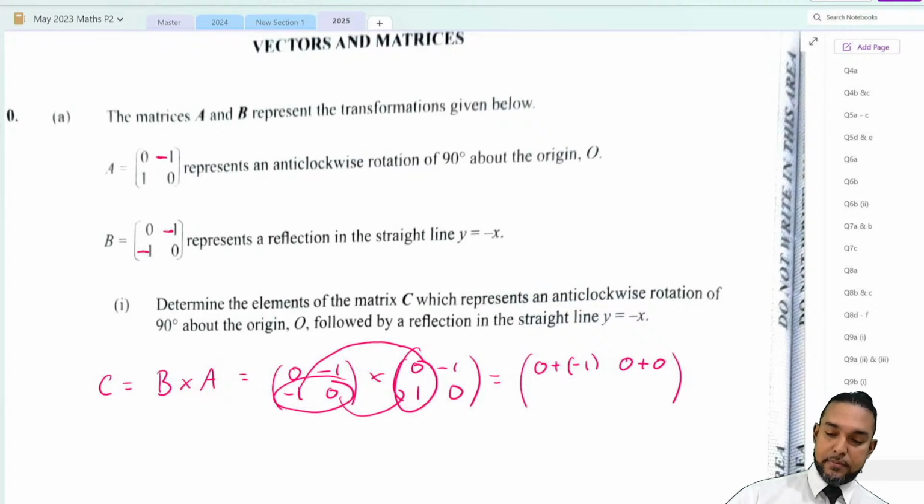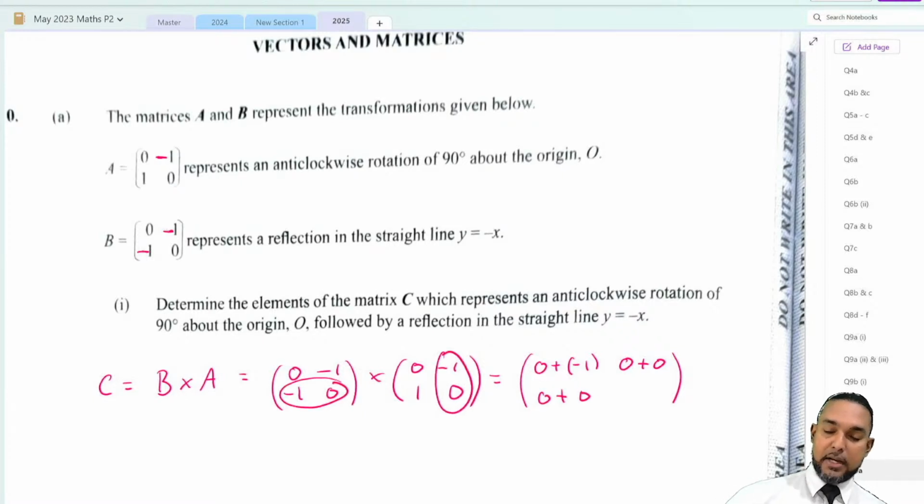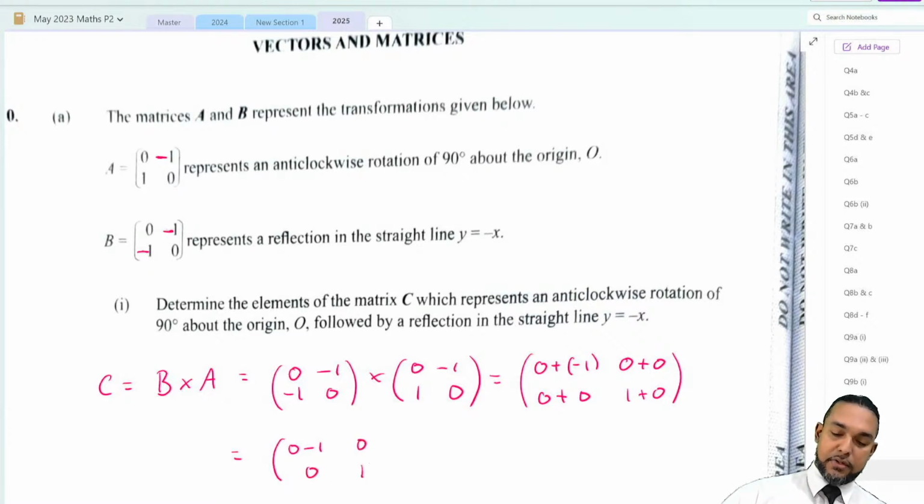And then last row by last column. So minus 1 by minus 1 is positive 1, and 0 by 0 is 0, so you have 1 plus 0. Now, when we simplify, 0 plus minus 1 is 0 minus 1. 0 plus 0 is 0. Same thing here. And then 1 and 0 is 1. So long story short, you'll get minus 1, 0, 0, and 1.